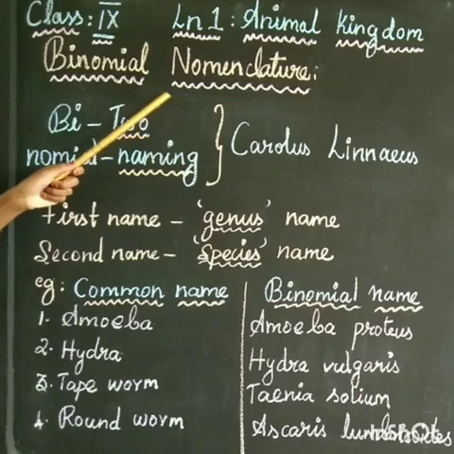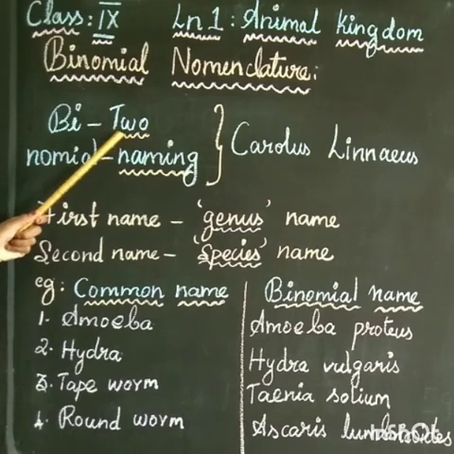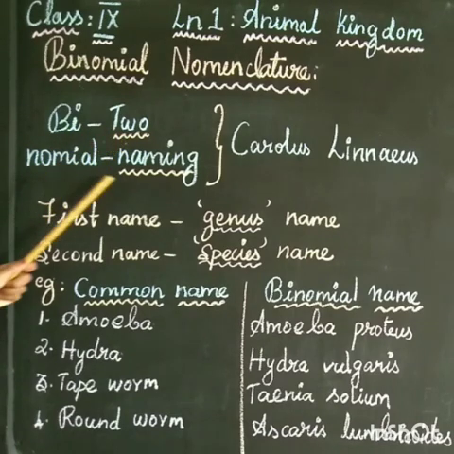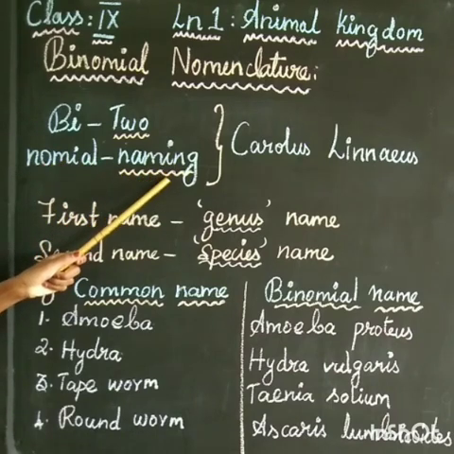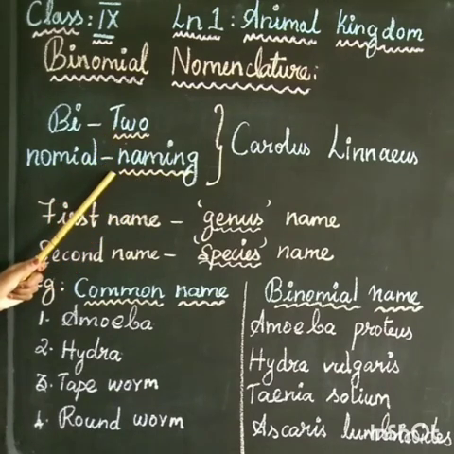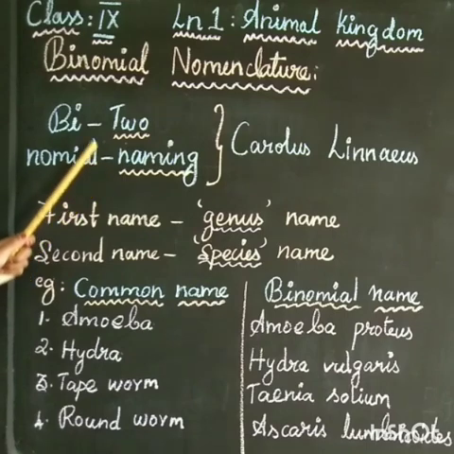The name itself, binomial. What is meant by bi? Bi means two. Nomial means naming. That is, naming an organism with two names. We are giving a name to an organism, and the organism has two names.